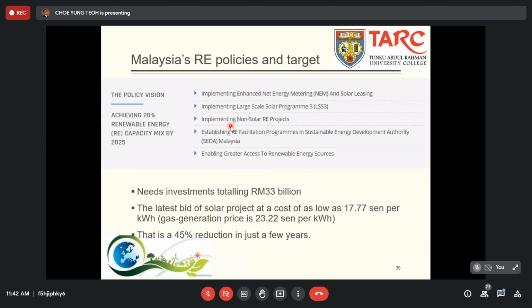Next, implementing non-solar renewable energy project. We don't always focus on solar, but we also focus on others, such as biomass. Okay, I think other than solar, the second potential renewable energy in Malaysia should be biomass. With tidal out, wind out, okay, geothermal possible a little bit. So the next will be biomass because we have a lot of plantation waste, because we still have a lot of oil palm plantation. So it's able to give you a lot of biomass resources.